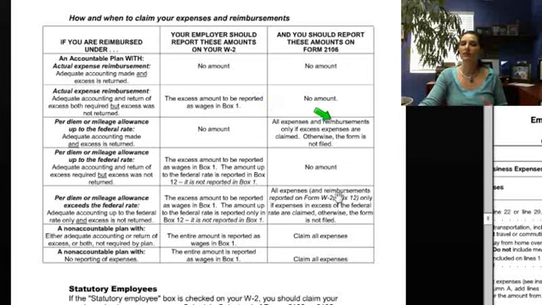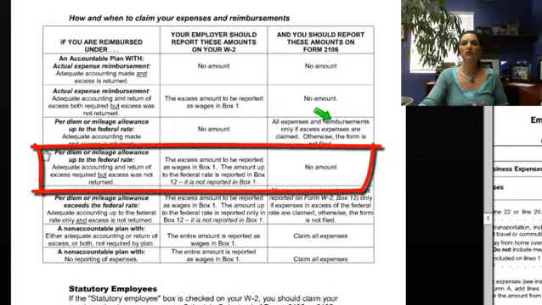In certain situations, there could be a per diem or mileage allowance that is up to the federal rate, and as long as they don't give you more than the federal rate, then you don't need to include any excess in your income. But if they give you more than the federal rate, or there is a requirement to refund back to them any excess and you fail to do so, then any amount above and beyond the federal rate has to be included in Box 1 as wages, as well as in Box 12 of the W-2. You would not file Form 2106.